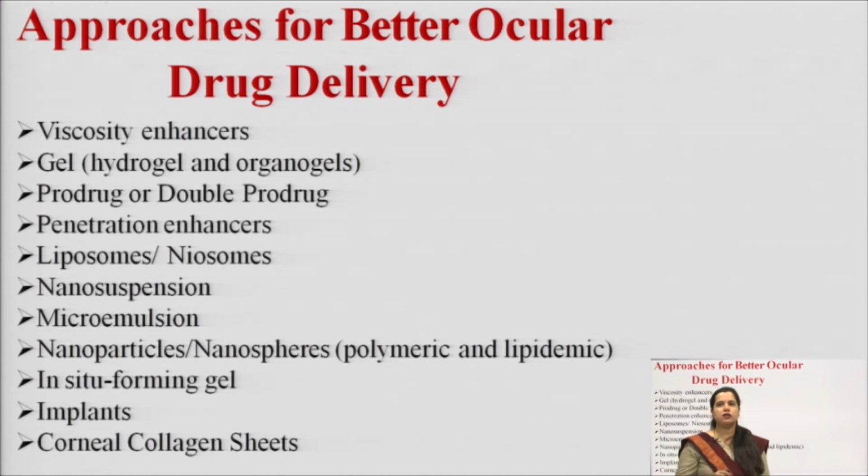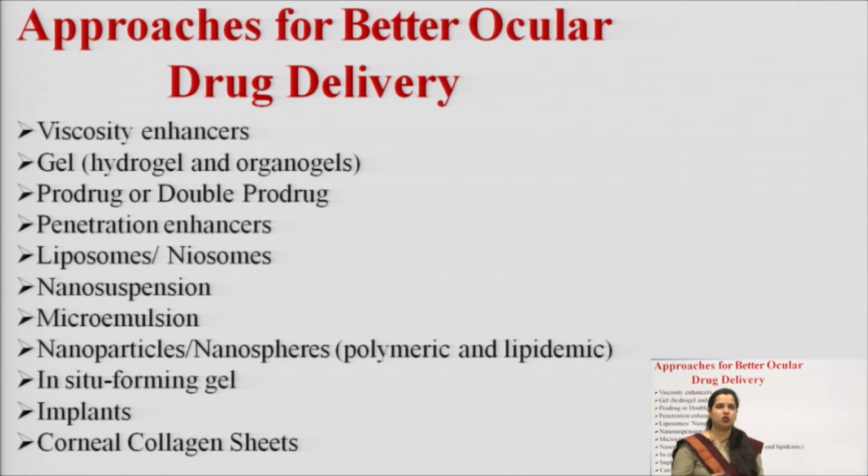So, viscosity enhancers. Now, gels in the form of hydrogels and organogels, right. So, a gel matrix can be used to enhance drug absorption through the eye. Prodrug approach and double prodrug approach can be used, right. After getting into the eye region, the prodrug is converted into the active form, that is the prodrug approach. Penetration enhancers facilitate the penetration of the drug candidate across the different layers of the eye. Liposomes, niosomes, again an advancement in ocular drug delivery systems.